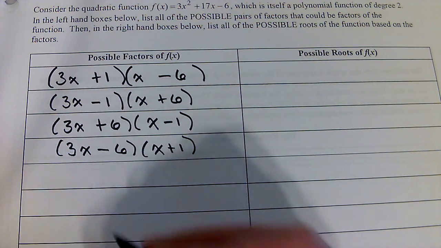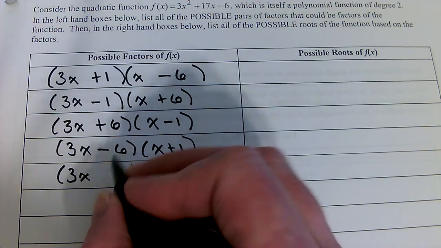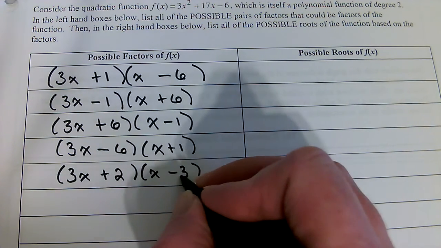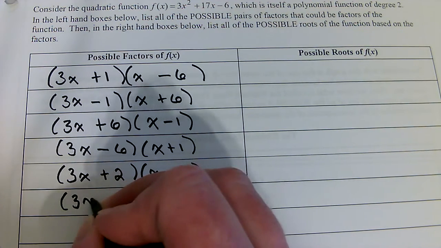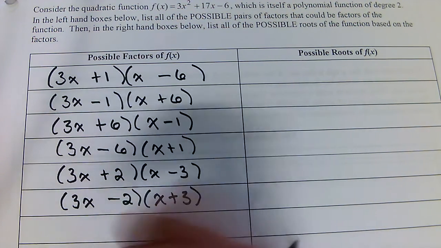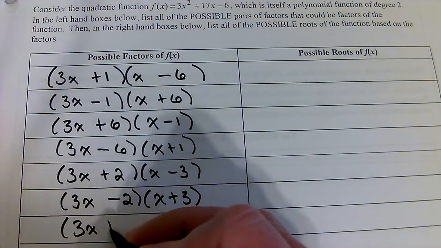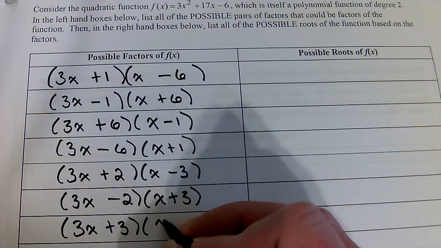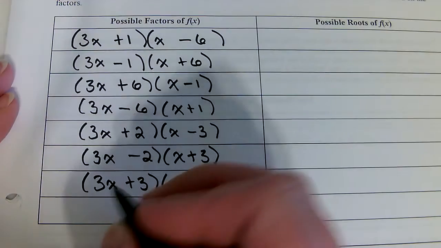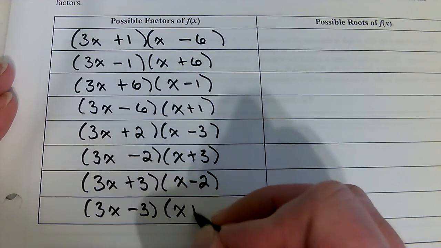But what else multiplies to be -6? Well, I could have a 2 and a 3, right? So keeping these as 3x and x, I could have a +2 and a -3. Or I could have a -2 and a +3. Or they could be switched. So I could have a 3x plus 3 and an x minus 2. Or the other possible factor could be 3x minus 3 and an x plus 2.